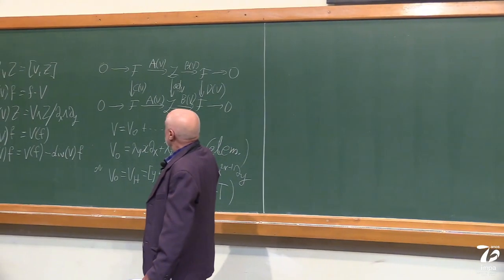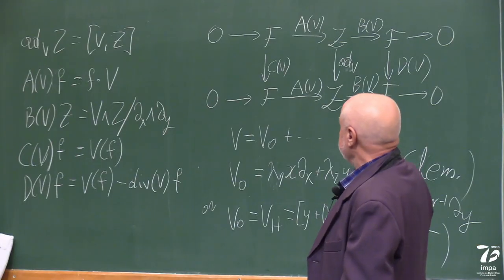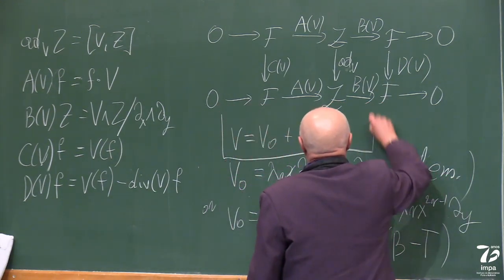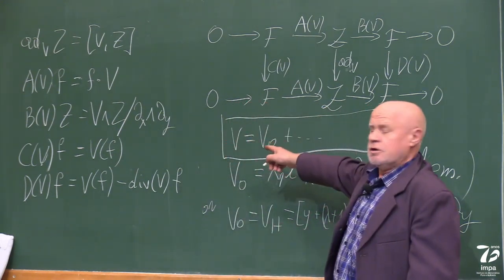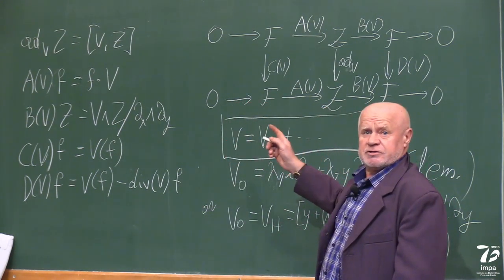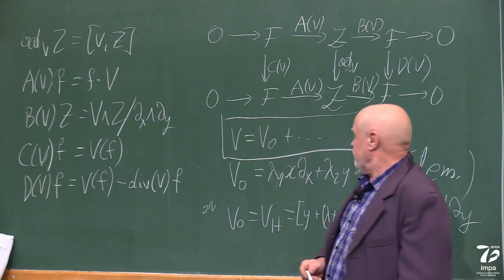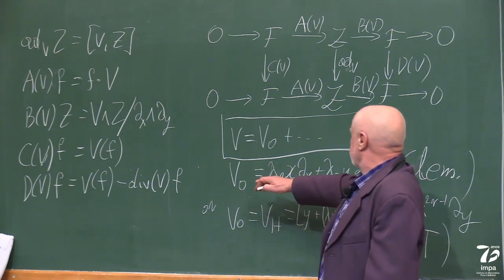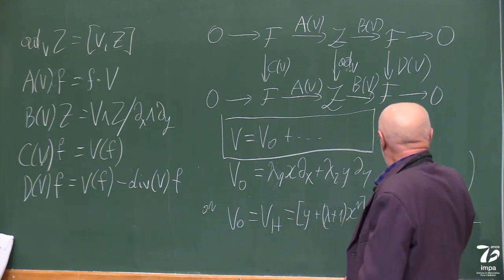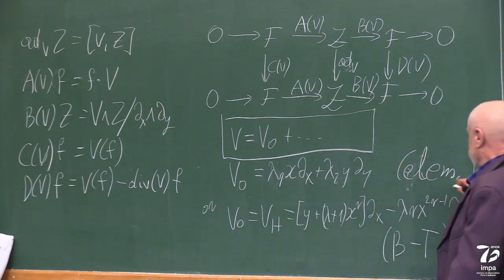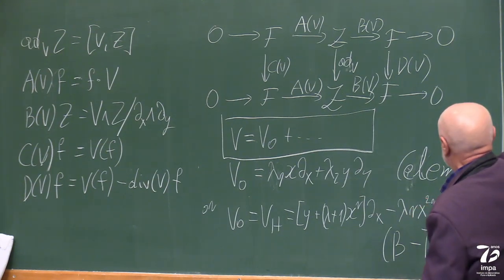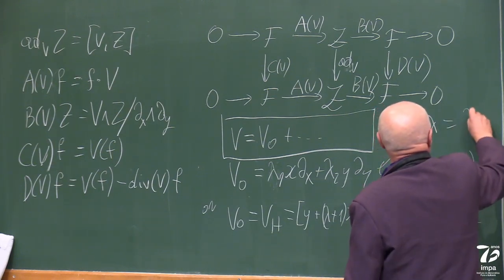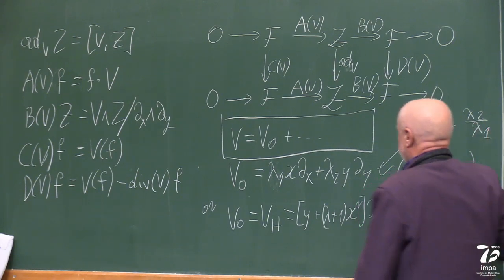So I recall that we are trying to simplify vector fields of the form V equals V0 plus higher order terms. These vector fields are analytic, and V0 is the leading part. So I consider only two situations: when V0 is simply a linear vector field, and this singularity is called elementary. Here lambda is just lambda 2 over lambda 1, the ratio of eigenvalues.